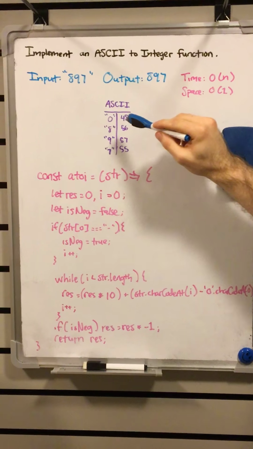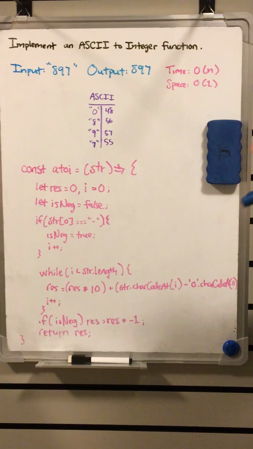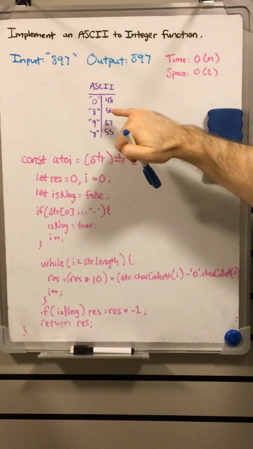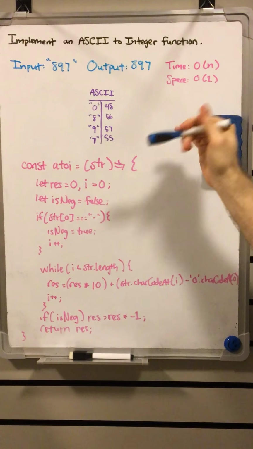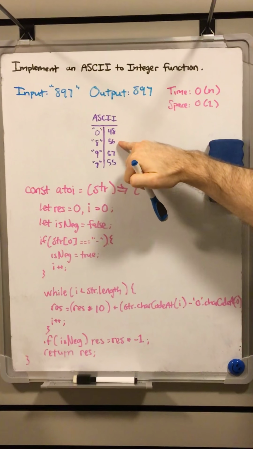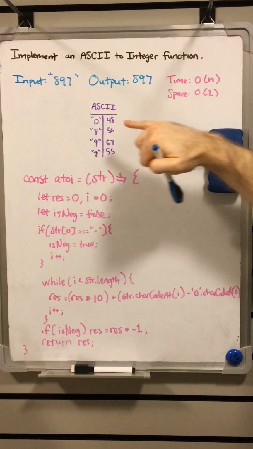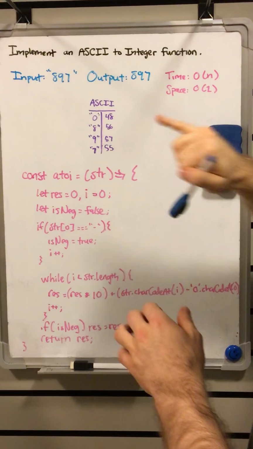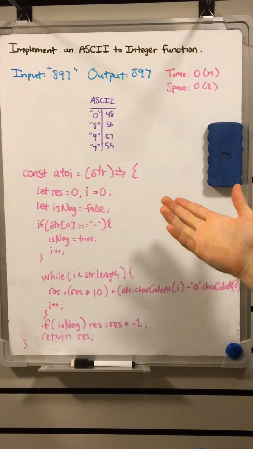So to get the number 8, what we do is we get its ASCII value, which is 56. Now that number doesn't mean much by itself, so what we have to do is get the difference of 56 from the ASCII value of 0, which is 48. So if we do 56 minus 48, that will give us 8.